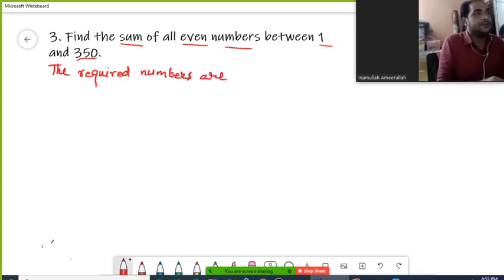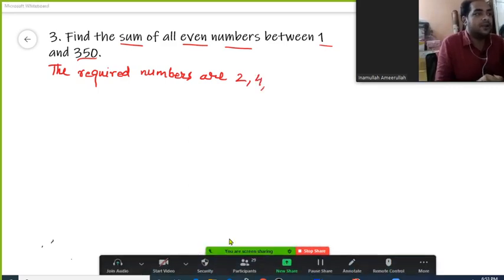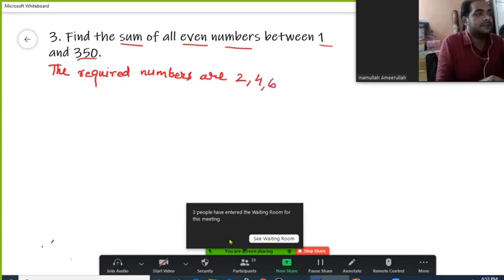since we're talking about even numbers, 1 will not come. So we will begin with 2. Then 3 is an odd number, so I'll take 4. 5 is an odd number, so I'll take 6. And this sequence will go on till 350.